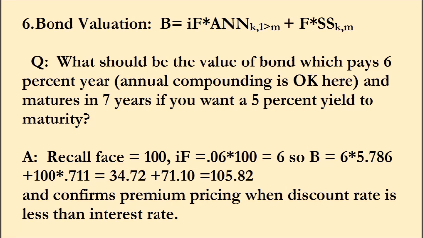A more relevant place to use our tables is where they both come together. With a bond, you have an annuity payment of the interest payment stream and the final face value, usually 100, of the single sum.